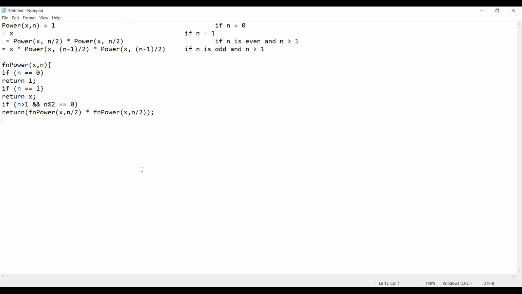Okay, and according to the rule, again here we use one recursive call and it will return x into fn power x comma n minus 1 by 2 into fn power x comma n minus 1 by 2 according to the rule. Okay, so it will return here, and finally we have to end our algorithm. So in this way we have to develop the exponential power part using the recursive algorithm.